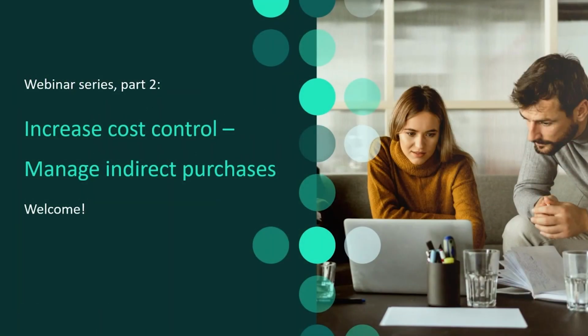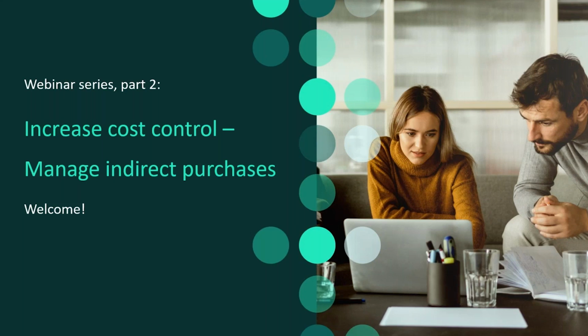So increase cost control by managing direct purchases. That is today's topic in this webinar. So we're going to do a summary of the first webinar that we had in this series, where we talked more about theory and the theoretical parts of this. And then we're going to dig into some different purchase categories, and then we're going to do a demo in our application that is called Rillion Prime.